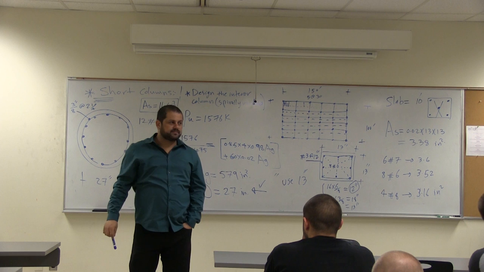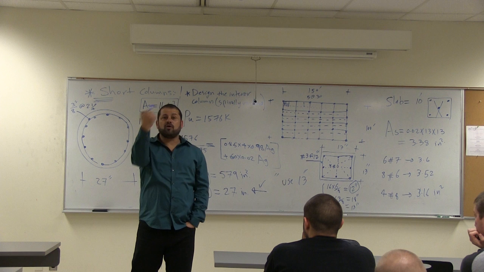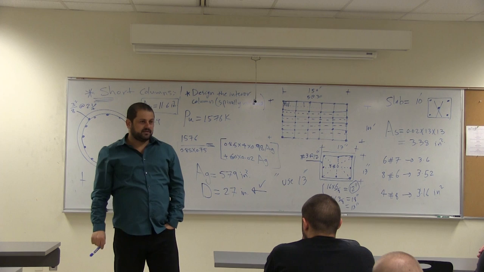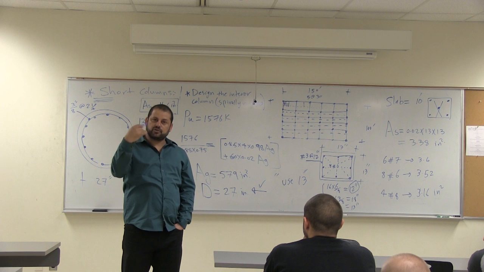And we will talk about interaction diagrams. Now we have columns with moment. That moment either comes from the loading or from eccentric load. We will have an interaction between the load and the moment. Then I will show you the meaning of an interaction diagram and how we use these interaction diagrams.